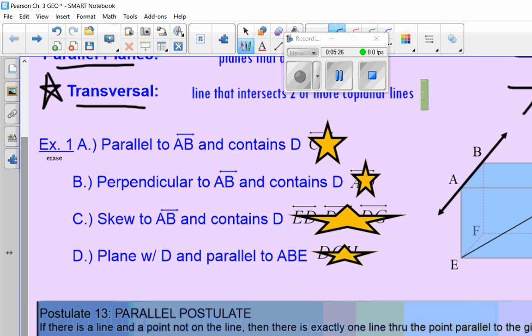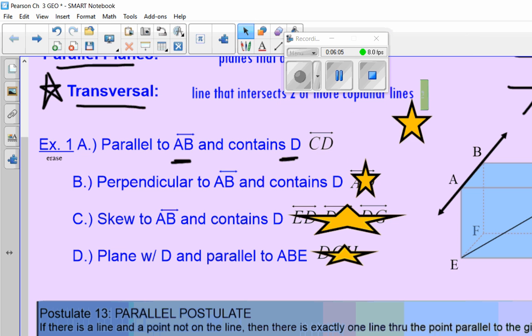Okay, so looking at this, what they're asking us is to find another line that's parallel to AB, but has point D. We can see AB, it's the bold line right here, and here is point D. Now I need a line that's parallel to AB but also contains D. Remember, parallel lines aren't going to intersect, so I believe that line right there, DC or CD, is parallel to AB. Okay, let's see if we're correct, and we were.